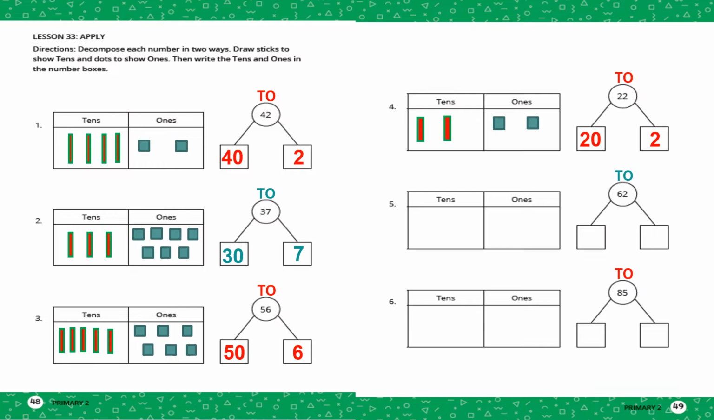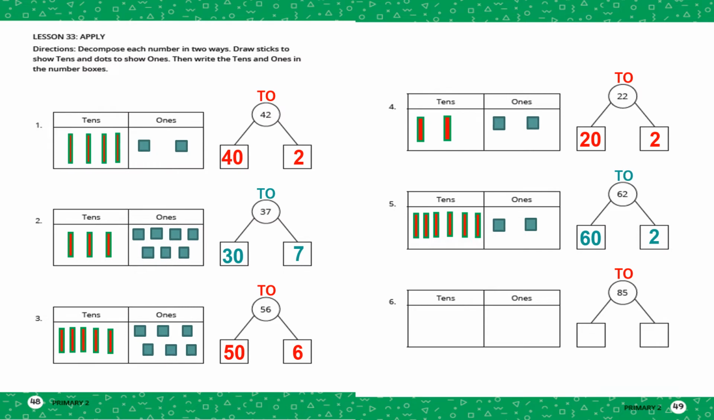Number 5, 62. Let's draw 6 sticks in the tens box, 2 small squares in the ones box. Let's decompose 62. 6 in tens, it will be 60. 2 in ones, it will be 2 as it is.